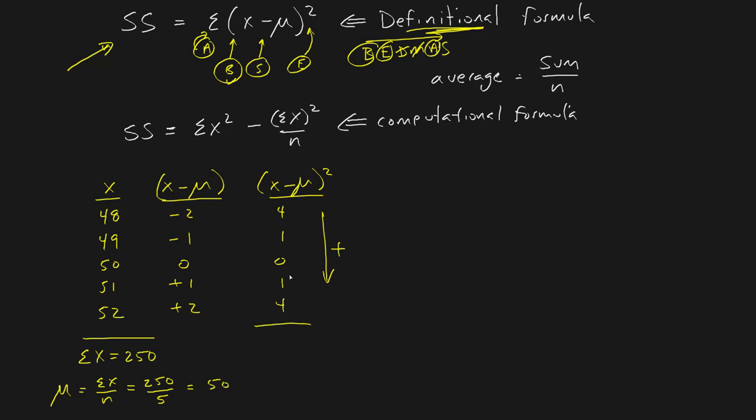When you add them up, you get 4 plus 1 is 5, plus 1 is 6, plus 4 is 10. So I've now summed my squared deviations, and that gives me 10. So my sum of squares is 10. That's done. But what if I do the computational formula? Well, I'll start with the same data.